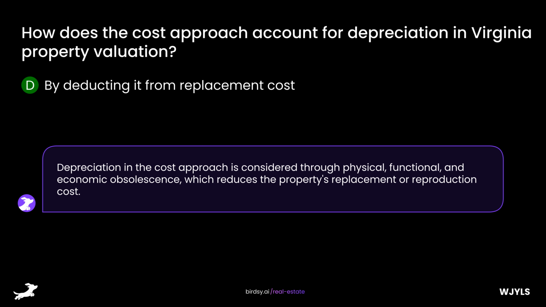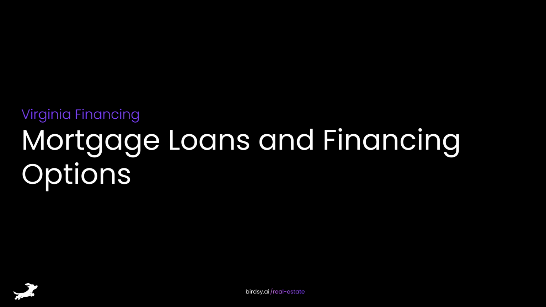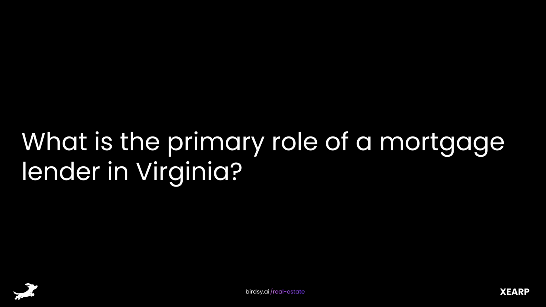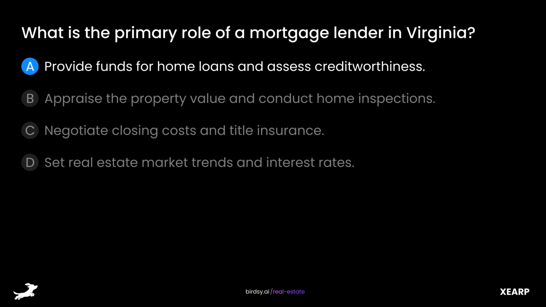Depreciation in the cost approach is considered through physical, functional, and economic obsolescence, which reduces the property's replacement or reproduction cost. Let's test your knowledge on Virginia financing. First, we'll look at mortgage loans and financing options. What is the primary role of a mortgage lender in Virginia? Is it A, provide funds for home loans and assess creditworthiness, B, appraise the property value and conduct home inspections, C, negotiate closing costs and title insurance, or D, set real estate market trends and interest rates?